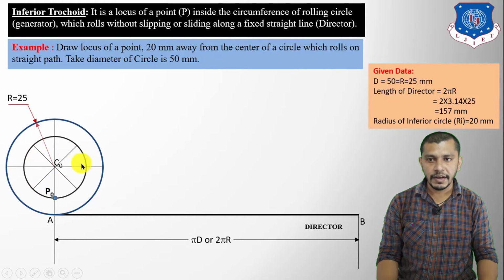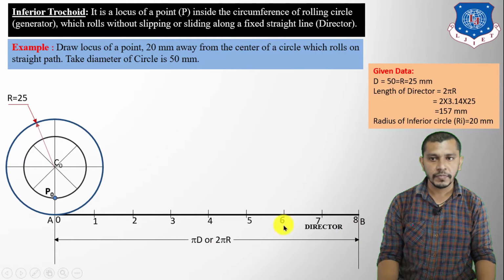Now as we have divided the circle into 8 equal parts, we have to divide the straight line path, or the director line AB, into 8 equal parts also. So divide this line into 8 equal parts: 0, 1, 2, 3, 4, 5, 6, 7, 8.